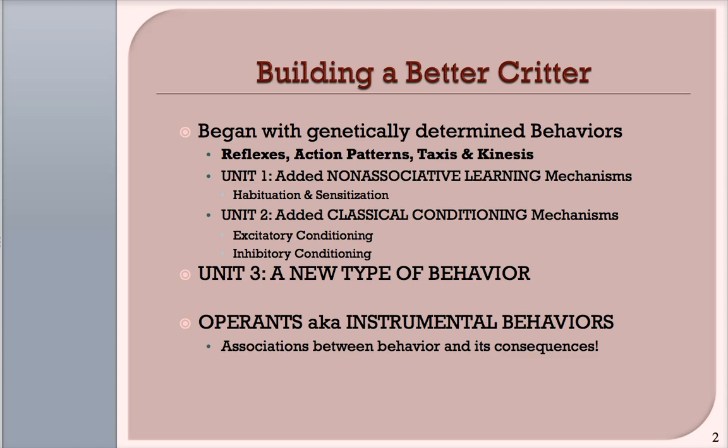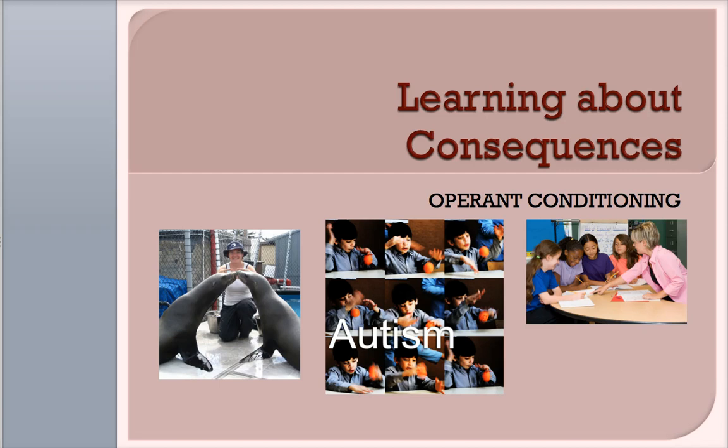These are voluntary behaviors, and we're going to form associations between our voluntary behavior and the consequences of that voluntary behavior. We're going to let our little critter learn about the association between behavior and its consequences so that it can learn whether or not to repeat a behavior in the future in terms of the consequences that it brings to the organism. So this unit is all about learning about consequences, and the behavior is referred to as instrumental or operant behavior, and the process is called operant conditioning or instrumental learning.